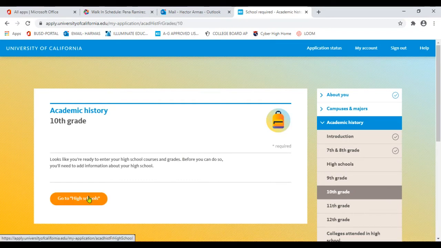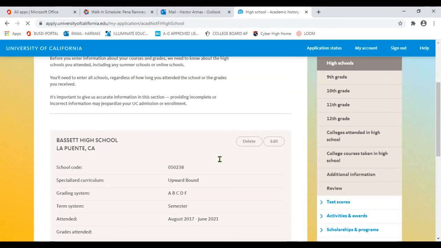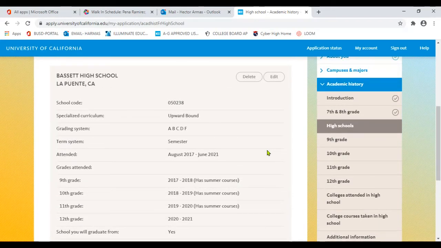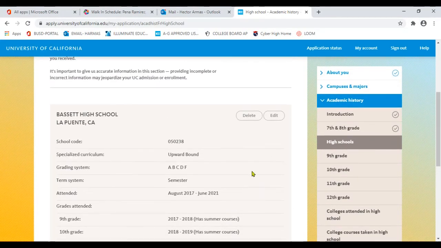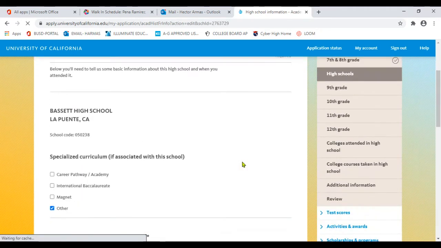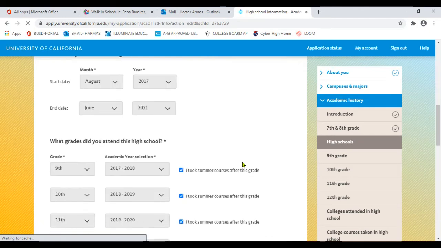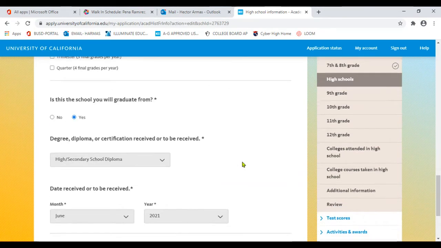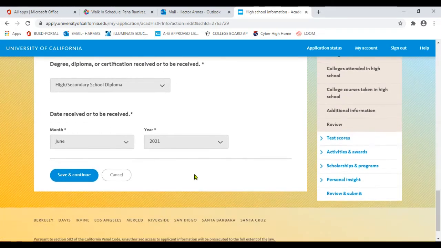Go to high schools. Looks like you already enter your high school courses. Before you can do so, you need to add information about your high school. Okay, what's going on here? Okay, so what's going on? Has summer school classes, grades attended. For some reason, no? Okay, so let's look over here. So specialized. I went there, I attended 9th, 10th, 11th, and 12th grades, ABC, it's a semester. Yes, high school diploma. Okay, save and continue.